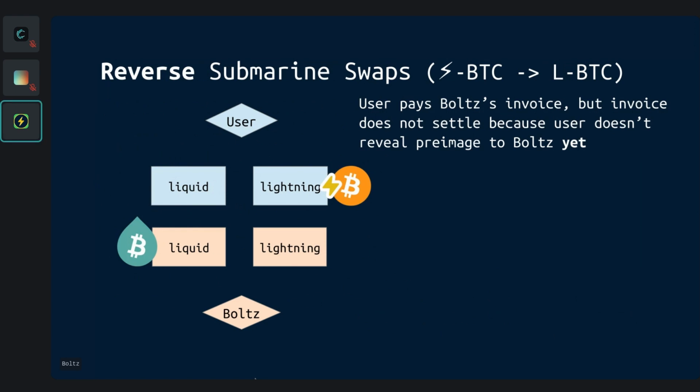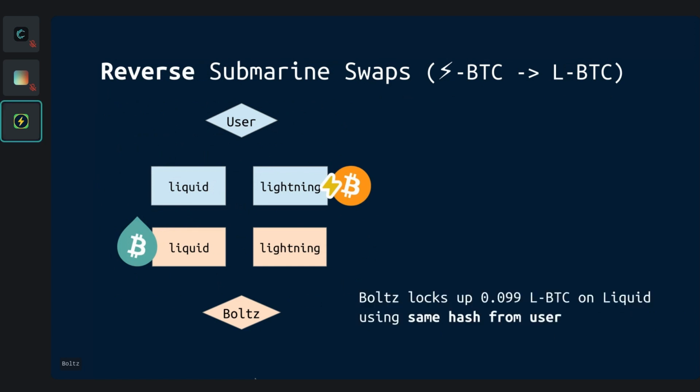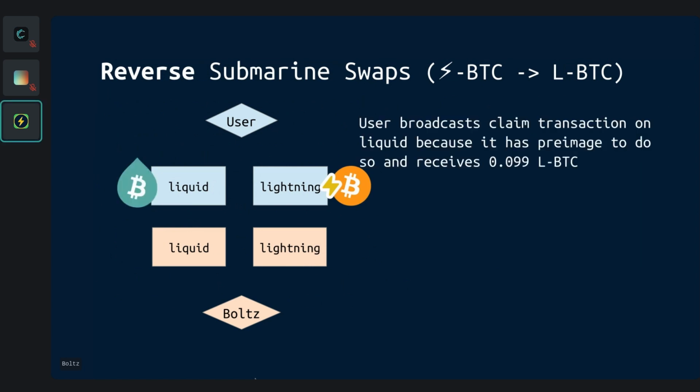And then the user pays the invoice that Boltz generated and showed to the user. But since it's a hold invoice, it does not settle yet. So the payment, in most wallets, shows as pending and doesn't settle yet because the user did not reveal the pre-image to Boltz yet. But Boltz knows what to do in order to make the Lightning payment settle. Boltz knows it needs to lock the 0.099 liquid Bitcoin on the liquid chain using, again, the same hash that it previously got from the user. The user can decide to either do that immediately or wait for one confirmation, both options are available also via API.